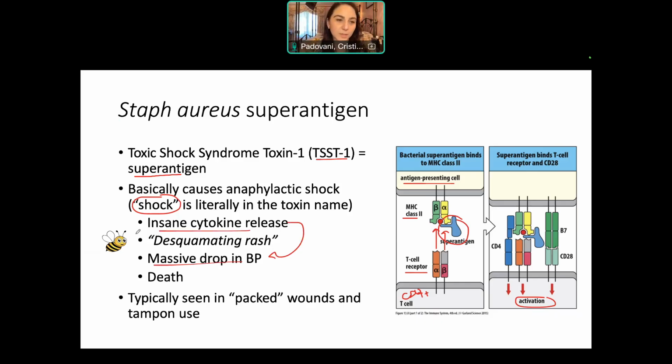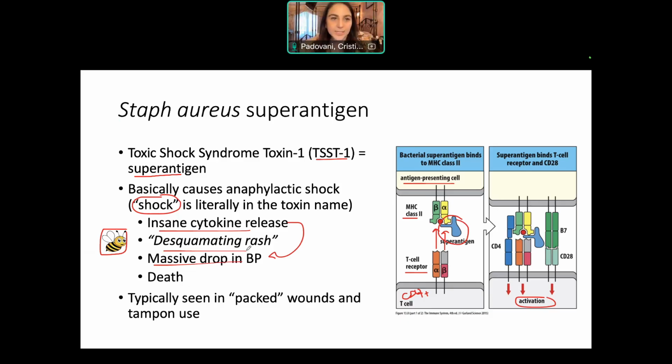The other thing too, and I put the little buzzword there: if you're thinking, I don't know if this is anaphylactic shock, I don't know if this is septic shock, I don't know what type of shock this is, look for this desquamating rash. This is a little bit more specific for toxic shock, a superantigen, toxic shock syndrome. Look for a rash that desquamates. It's everywhere, like it's peeling off. And then this can usually lead to death.